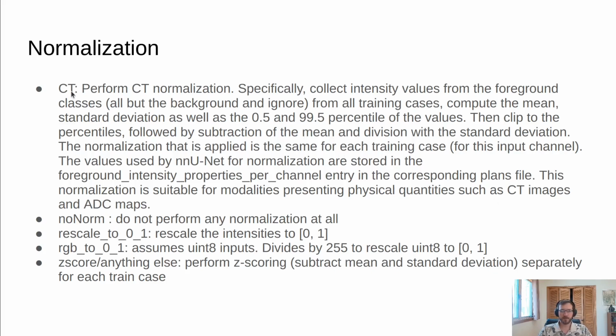This CT mapping is what we saw in the dataset.json earlier. You can change this to whatever you want. If you don't want to use CT normalization, you could do no norm. Maybe you want to handle it on your own. You would just set that in the dataset.json after your 0. Same thing with this rescaling or RGB or Z-score. You can do all kinds of stuff there, and you can also define your own normalization scheme. Z-score is the default. If you don't specify CT or anything in there, Z-score will be the default.